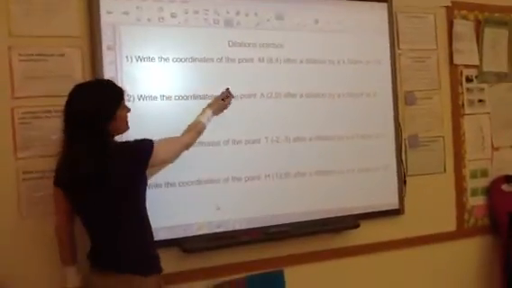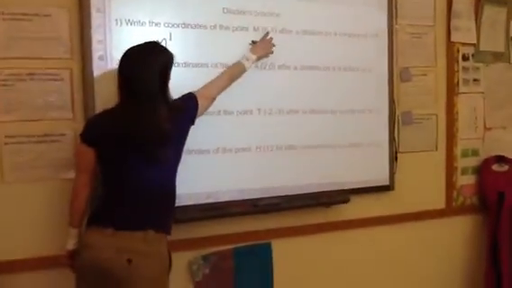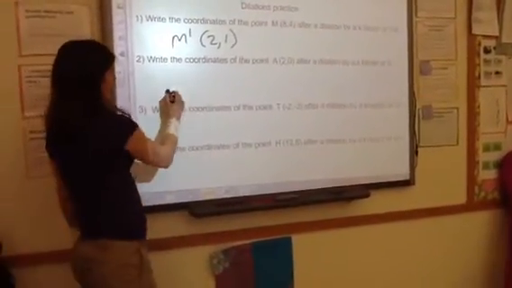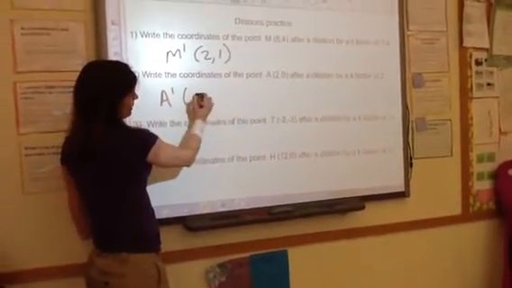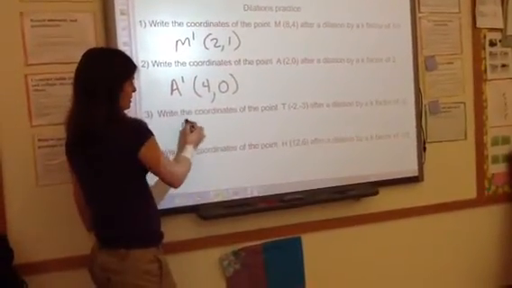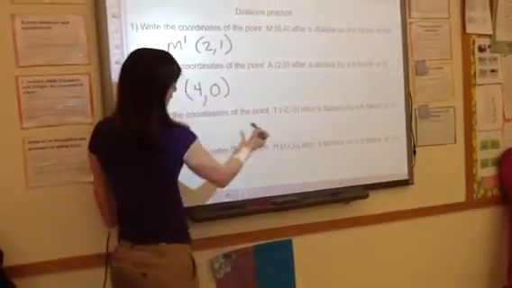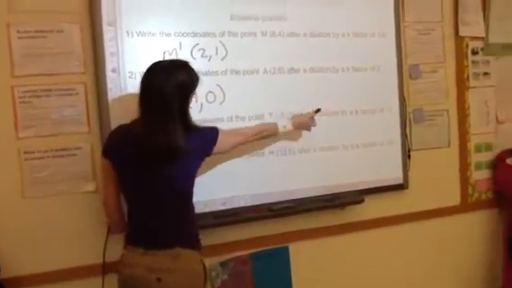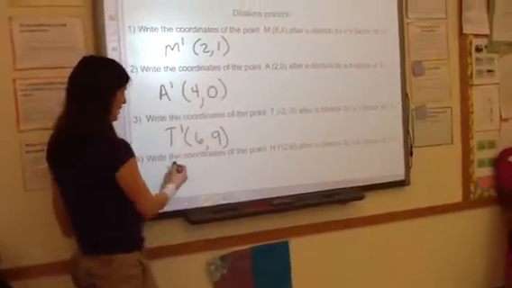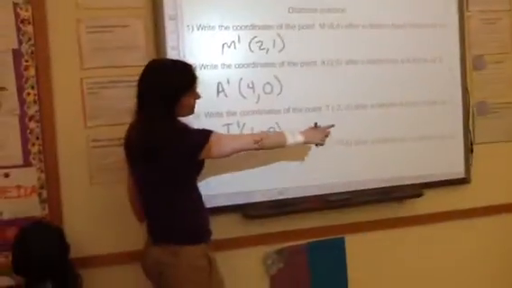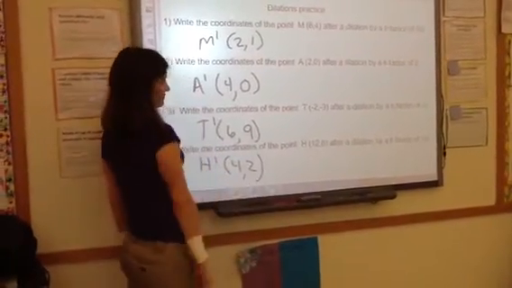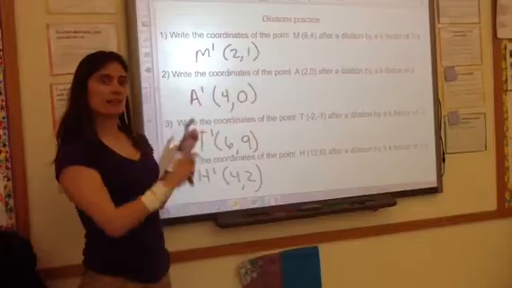Okay. So for M prime, I take 1/4 of 8, which is 2, and I take 1/4 of 4, which is 1, so there's M prime. B prime has a scale factor of 2, which means I multiply 2 by 2 and get 4, and 0 by 2 and get 0. T prime means I take -2 and multiply it by -3 and get 6, and I take -3 and multiply it by -3 and get 9. And H prime, which is 12, 6, it's by 1/3, so 1/3 of 12 is 4, and 1/3 of 6 is 2.